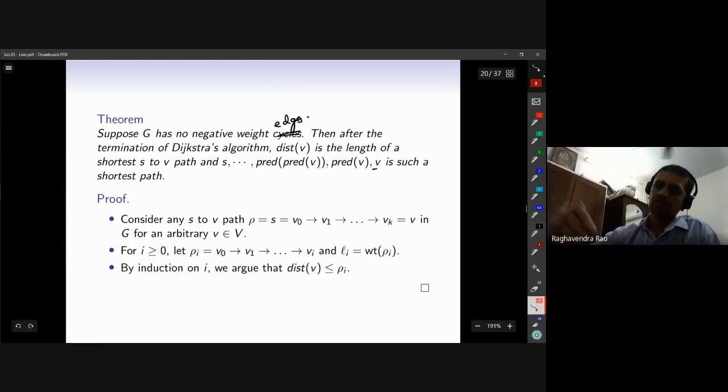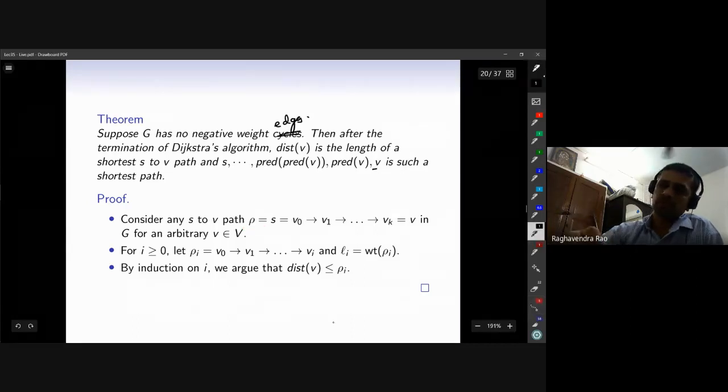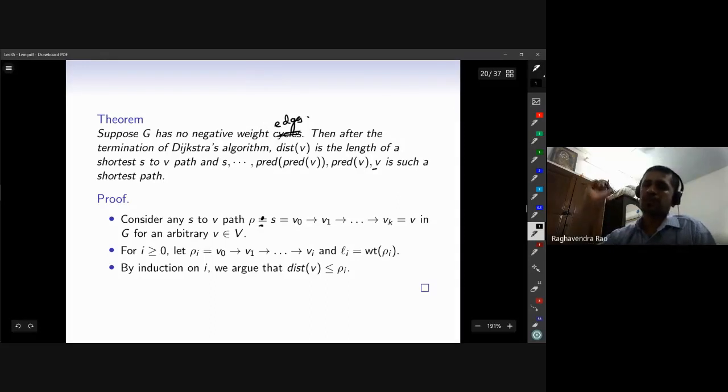Okay, so the way we argue is the following. Take any vertex V, an arbitrary vertex, so for every such V the statement will hold. Take any S to V path, let's call it rho. You start from S, which I label as V0, and at V I label it as Vk. Now we look at prefixes of this path. Say rho i is a prefix, V0 to Vi. V0 is S, remember, and let Li be the weight of that prefix.